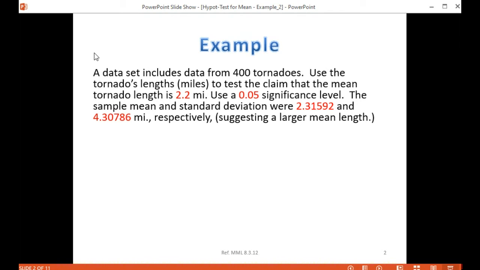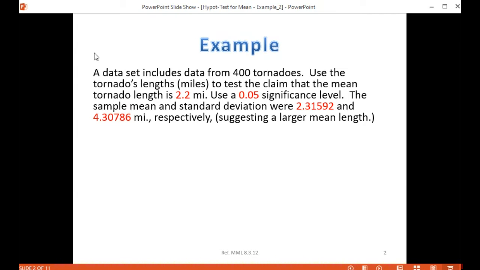Use the tornado's length to test that mean is that. So here they're saying that the established mean is 2.2 miles. So the established mean is mu 0. So you write mu 0 equals 2.2. Write this down. If you don't write it down, you would not understand the rest of the presentation, because I'm going to refer back to them as we go along, and you would not see the slide anymore.